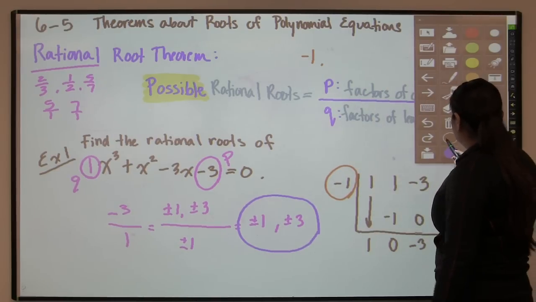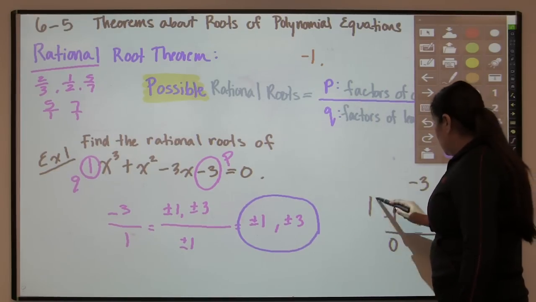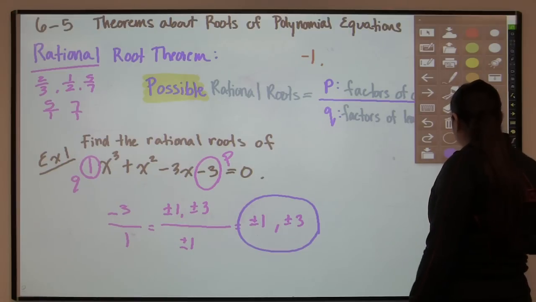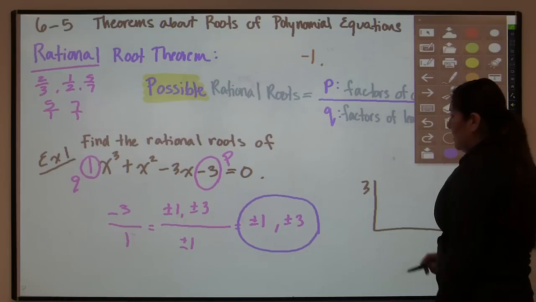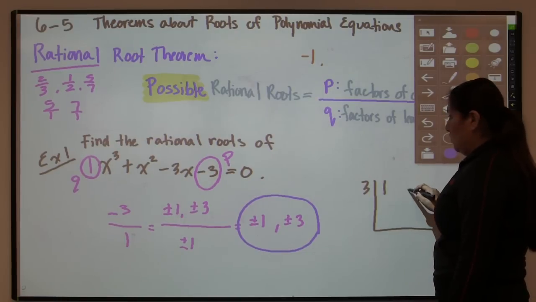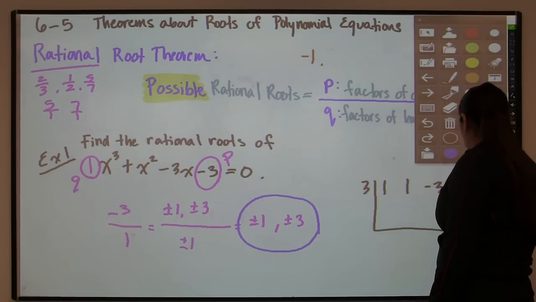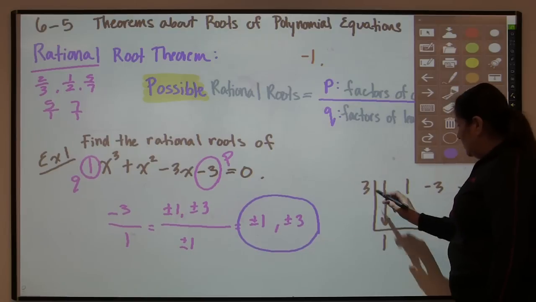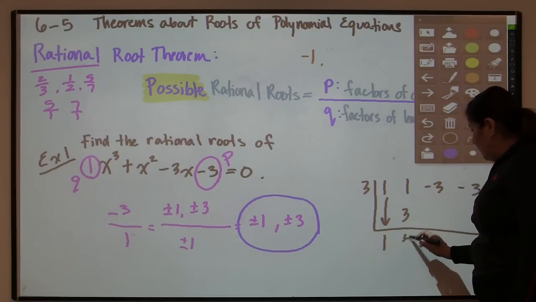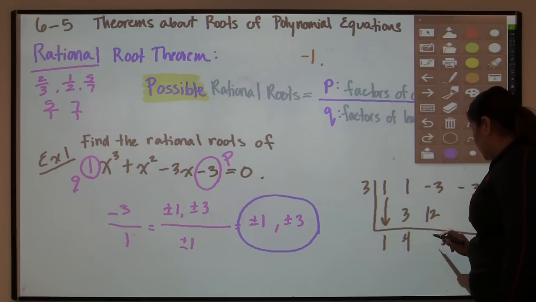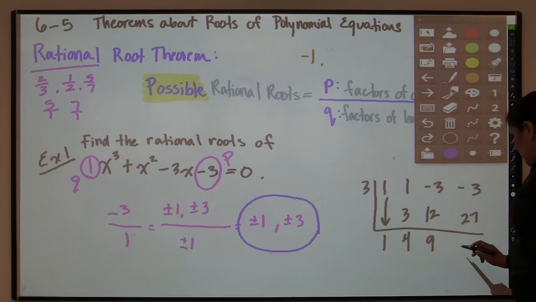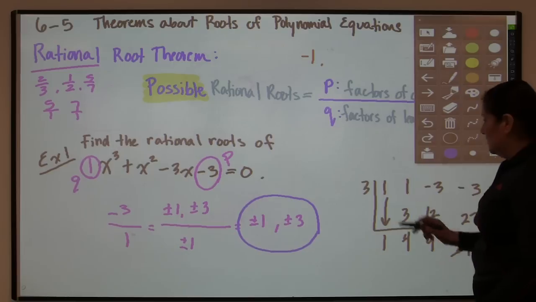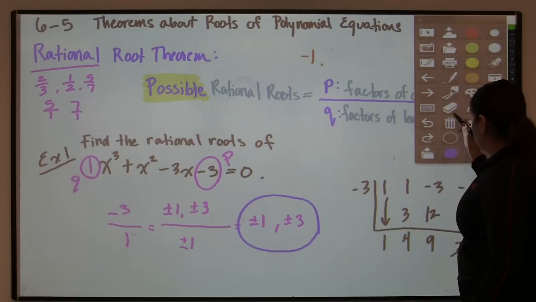We don't know. We're going to go ahead and put negative 1 over there for now, and we're going to try positive 3. Let me get rid of this guy real quick. Let's try the positive 3. Again, we have 1, 1, negative 3, negative 3. 1 times 3 is 3, 3 plus 1 is 4, 4 times 3 is 12, 12 minus 3 is 9, 9 times 3 is 27, and we get 24, which is not 0. So 3 is not a rational root.